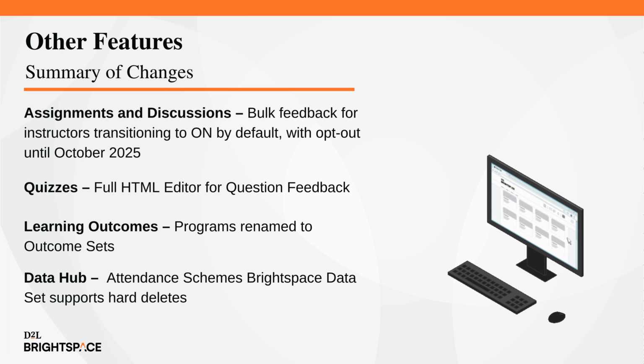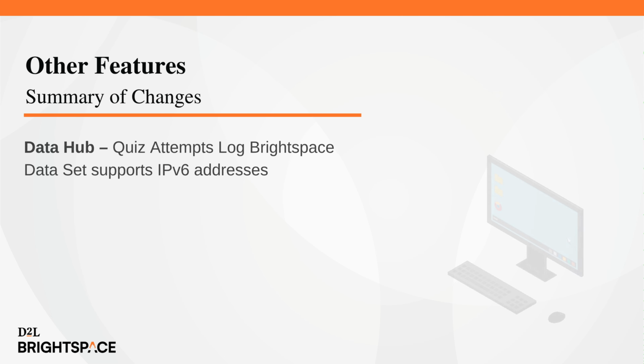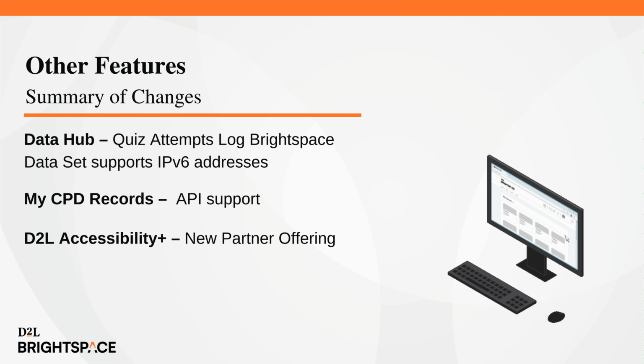The Programs feature in the Learning Outcomes tool has been renamed to Outcome Sets. A notification about this change now appears for all users when accessing the Learning Outcomes tool or the Outcomes Achievement dashboard. In Data Hub, the Attendance Schemes Brightspace dataset now supports hard deletes with the addition of Date Deleted and Deleted By columns to capture deleted records. Also in Data Hub, the Quiz Attempts Log Brightspace dataset has been updated to support IPv6 addresses with an expanded IP address column that accommodates up to 45 characters.